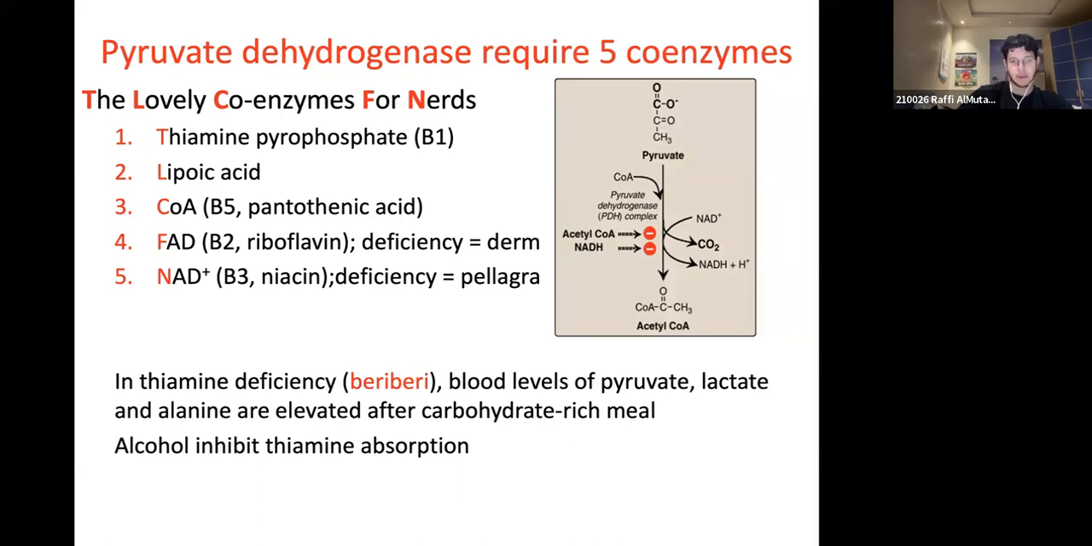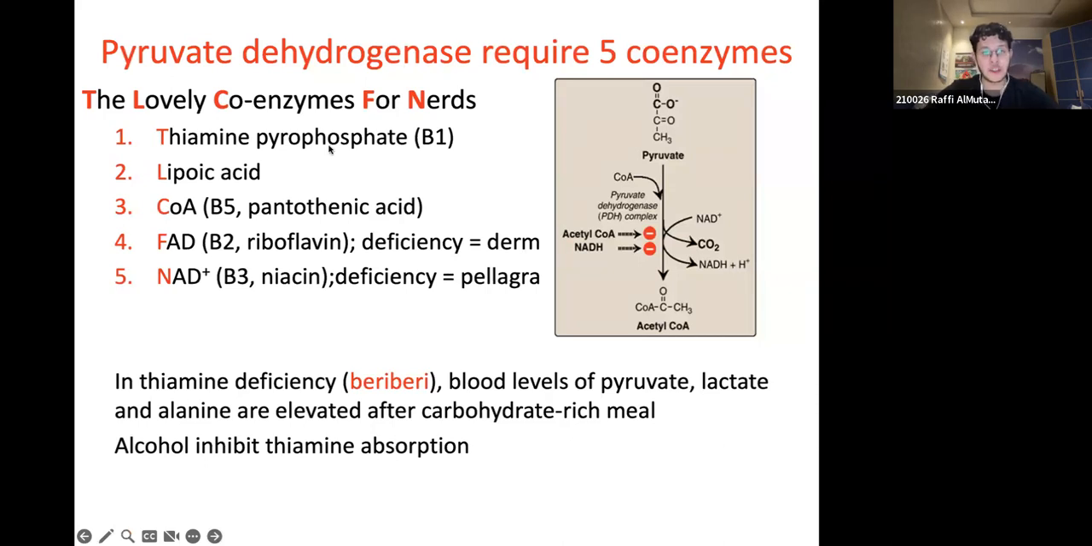Yeah, just to recap. So pyruvate dehydrogenase needs these 5 coenzymes. Coenzymes function to allow the enzyme to work. If they are deficient, this enzyme will not work. We're going to go with the lactic acid pathway, the anaerobic pathway. So we'll have more pyruvates, lactic acid, and glucose.